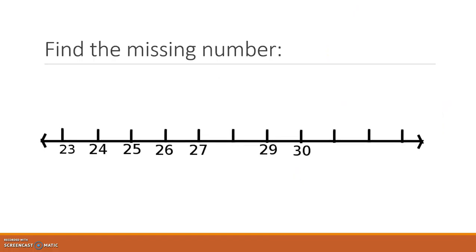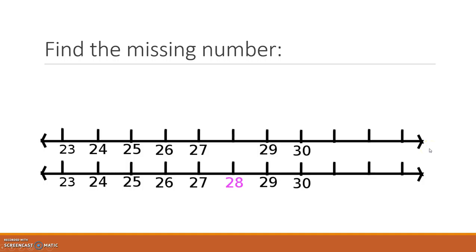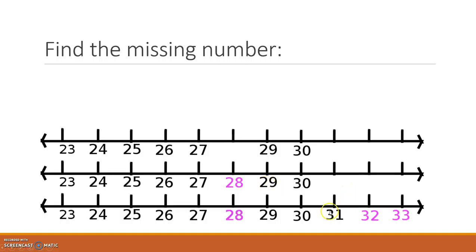Find the missing number. We don't have to have the 0 on the line at all. It's back here somewhere. Can you figure out which numbers are missing from this line? We can find them by counting. 28 is after 27 and before 29. We keep counting to 31, 32, 33 to fill in the rest.